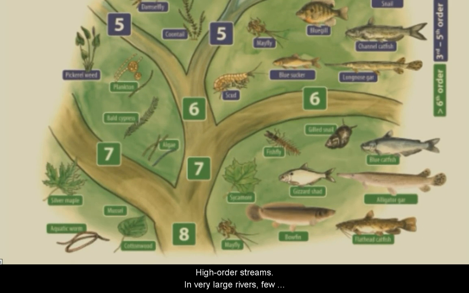Next are the higher order streams. In very large rivers, few rooted plants may grow because the water is too deep and turbid. Here there are more collectors than shredders. One major group of collectors in big rivers is mussels living in the river's benthic zone. Fish in very large rivers are also an important part of the aquatic food web.